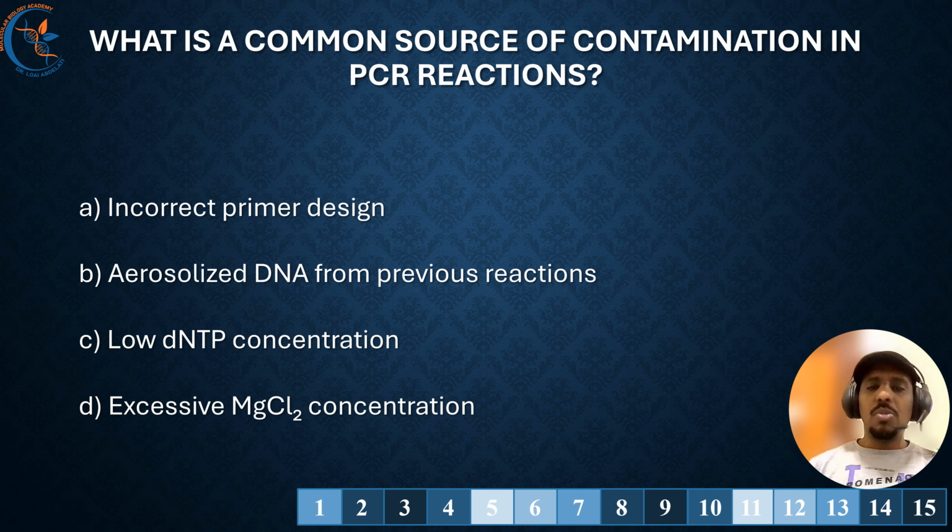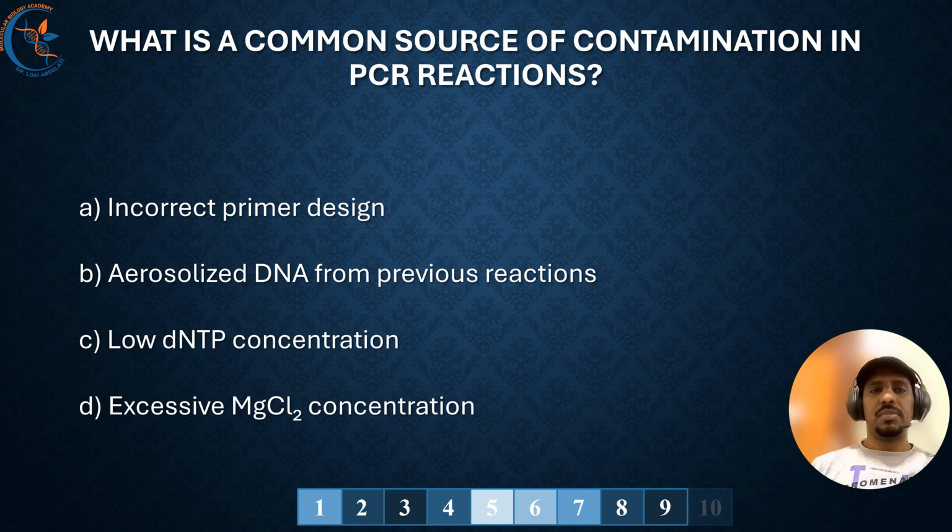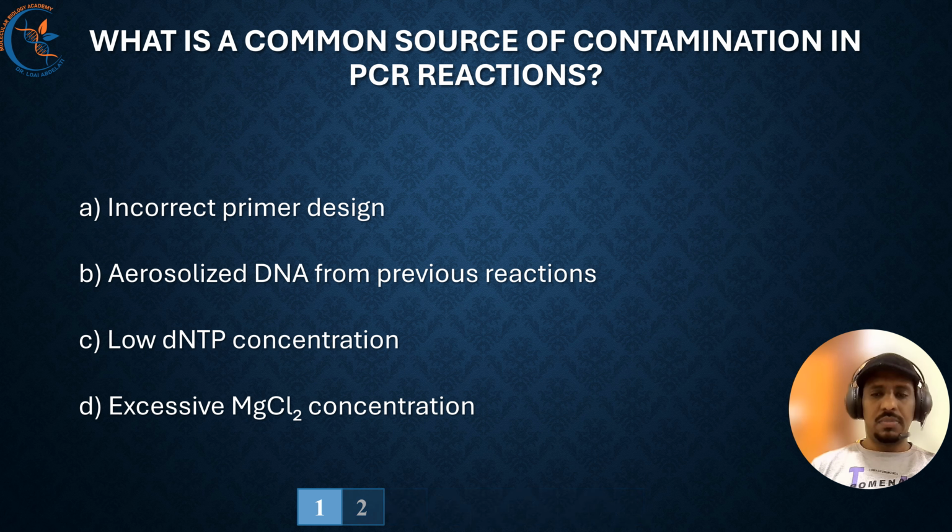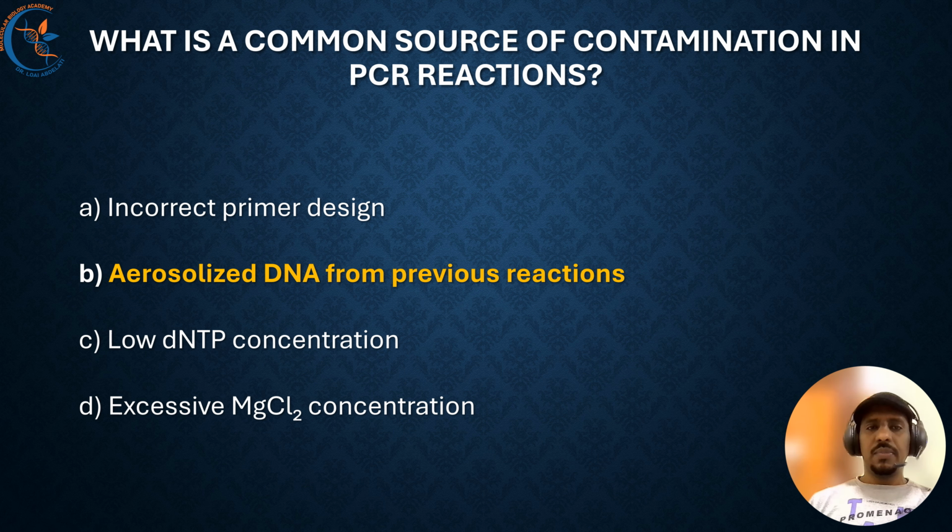Okay, what is the common source of contamination in PCR reactions? The correct answer is aerosolized DNA from previous reactions. Aerosolized DNA from previous reactions can contaminate new reactions, leading to false positives and non-specific amplification. All right, let's move on.